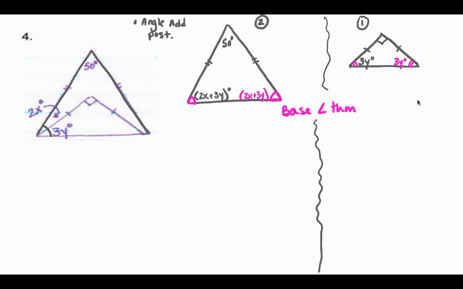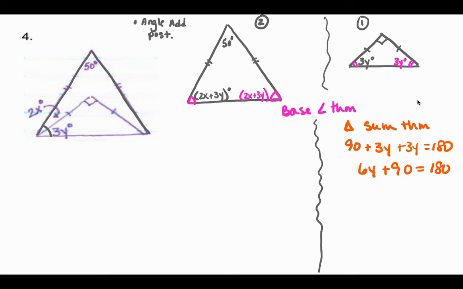So in our smaller triangle, now that we have a value for each of our angle measures, we're going to do the triangle sum theorem. So we have a 90-degree angle, a 3y, and a 3y to make the 180. So our 6y plus 90 is going to be 180. So 6y equals 90, and y equals 15.